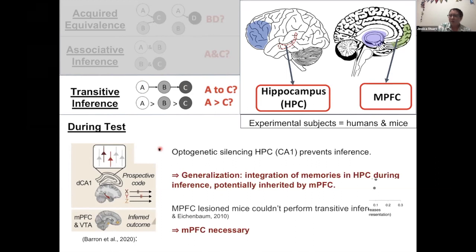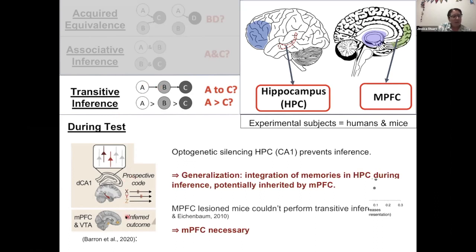She did it with humans and with mice. And she found basically that during the test itself, first of all, hippocampal activity overall would be predictive of whether you would make a correct inference. And if you actually look at the neural patterns of activity in the hippocampus, the representations of the A and the B would become more similar. And also they would keep their temporal order. So the populations that did fire for A would fire before B. And they said that this was a prospective code.